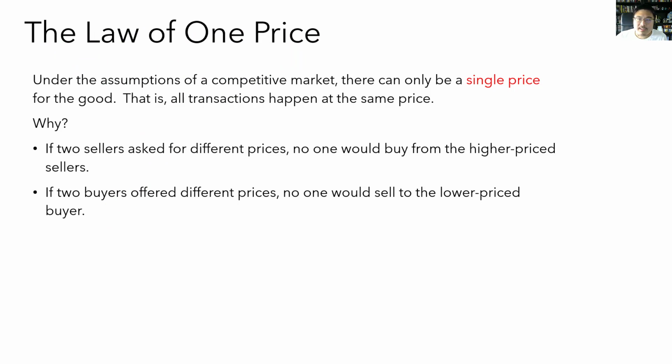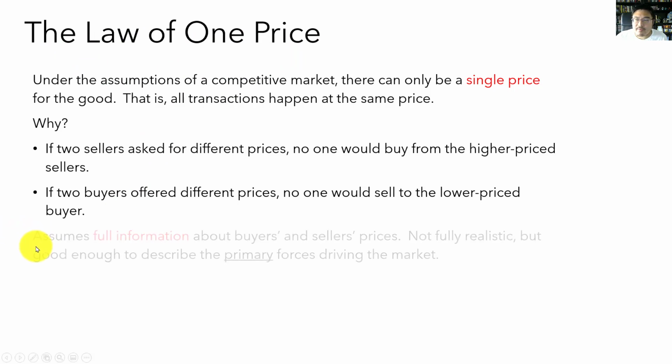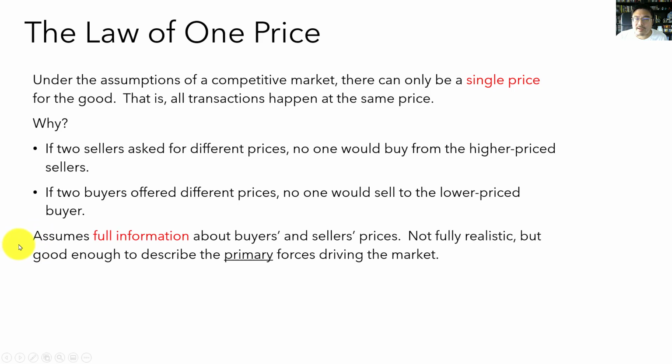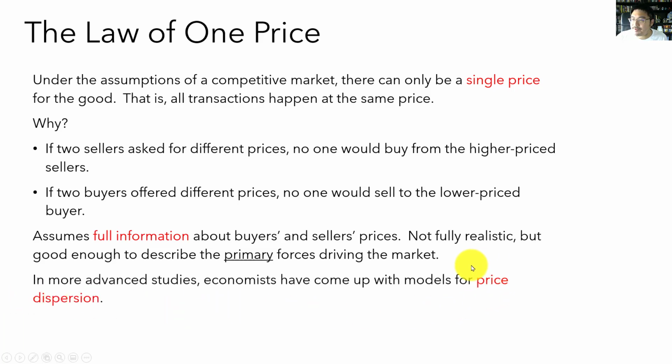Is the law of one price realistic? An unspoken assumption that we made here is we assume what's called full information, which means that all buyers know all the sellers' asking prices and all sellers know all the buyers' bidding prices, right? In reality, this isn't usually the case, right? And so real life markets often can have transactions happening at different prices, even for exactly identical products, right? And in fact, economists have a name for this, and it's called price dispersion, okay? Price dispersion is an interesting phenomenon that we're not going to cover in this course, but in more advanced studies, you might encounter models that give rise to price dispersion.